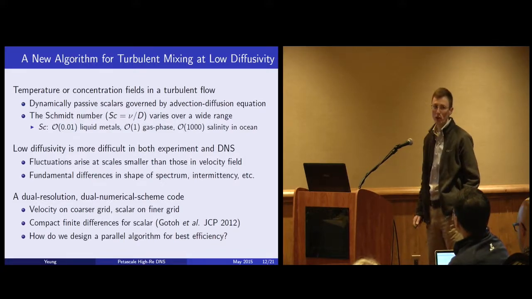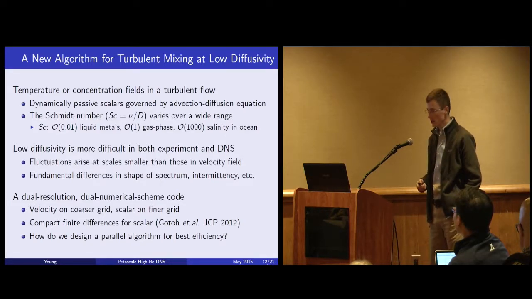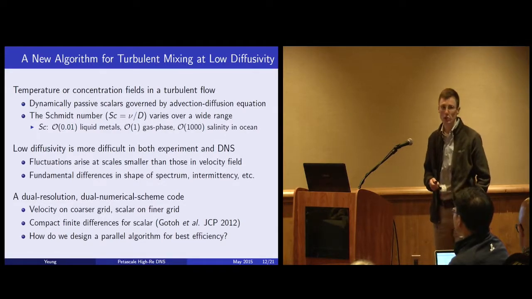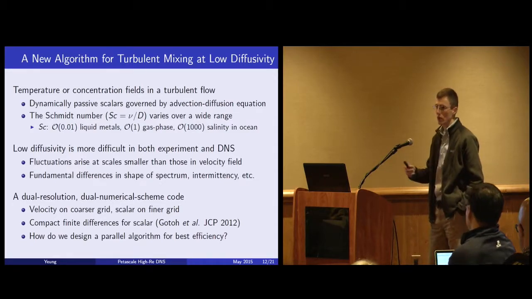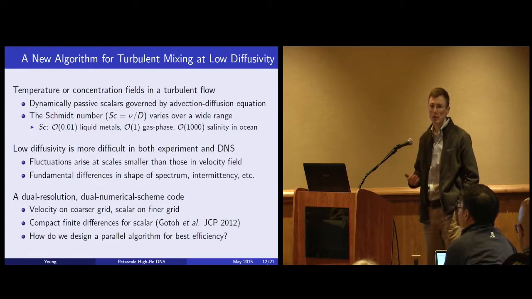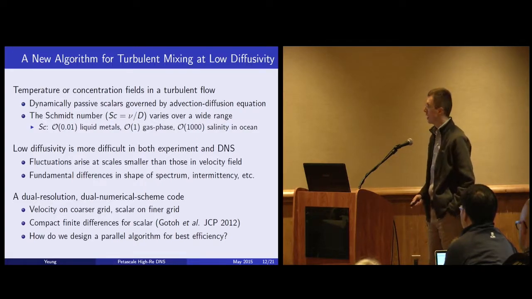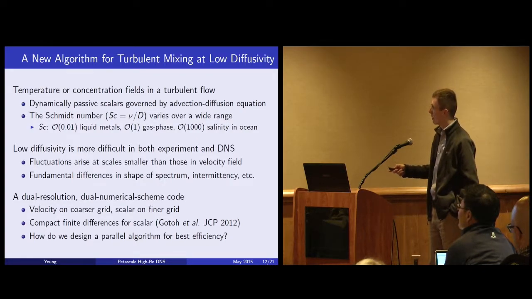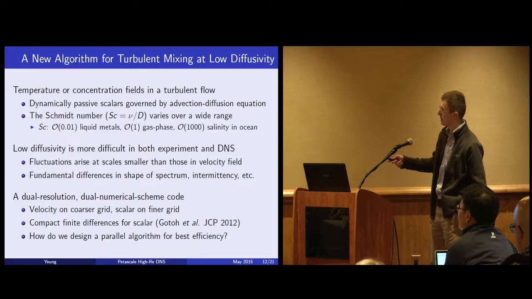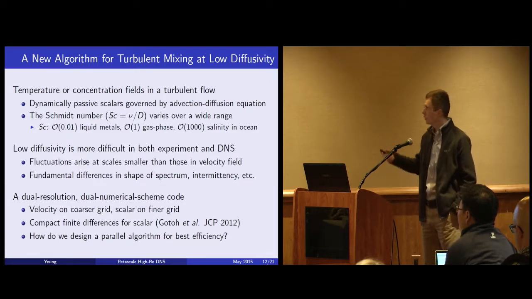What we've been focusing on for a little more than a year now is trying to develop some algorithms and study the physics of passive scalar mixing in turbulent flows, where a passive scalar is a substance or material property being mixed in a turbulent flow that does not dynamically affect the velocity field. We're going to focus on the regime of high Schmidt number mixing, where the Schmidt number is defined as the ratio of the kinematic viscosity of the fluid to the molecular diffusivity of the substance being mixed.